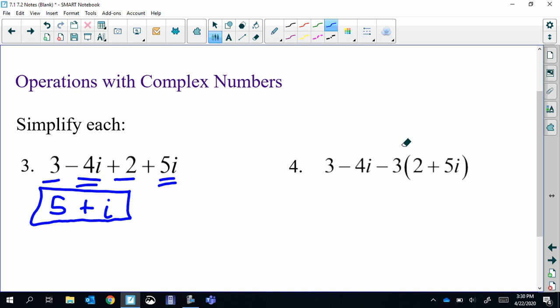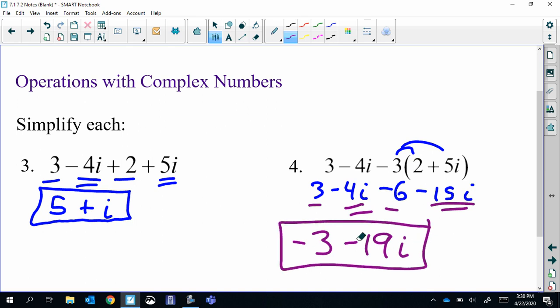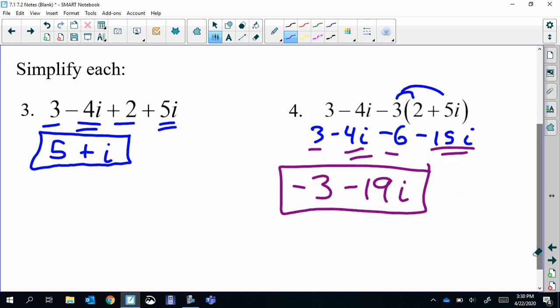This requires a little bit more work. We have to distribute, so that's negative 6 minus 15i. Combine like terms now, so we have 3 and negative 6 is negative 3. And then for our imaginary part, negative and negative is negative 19i. Real number first, followed by the imaginary.